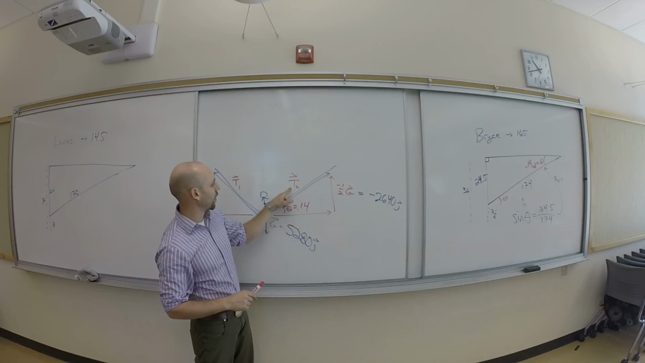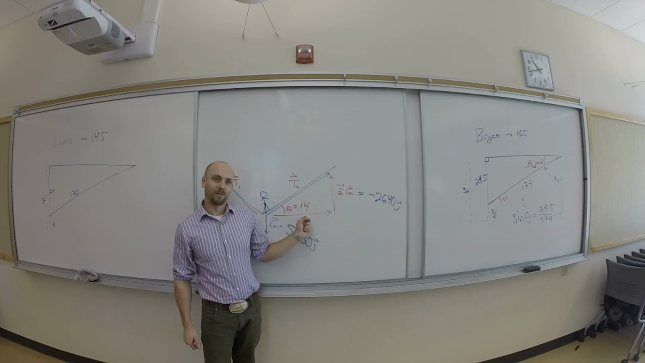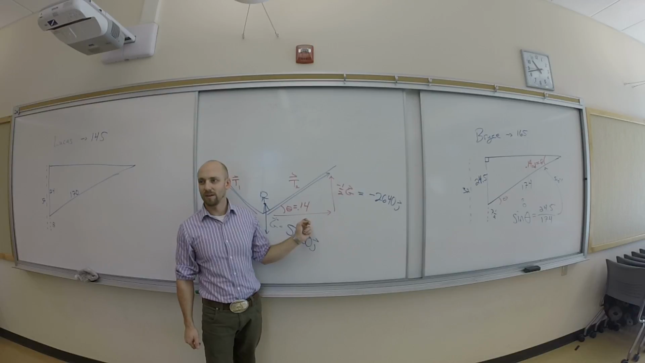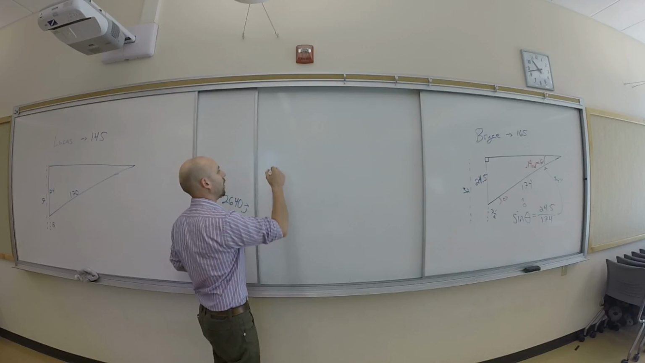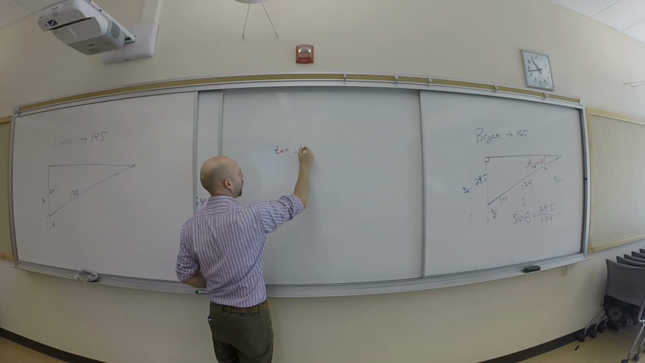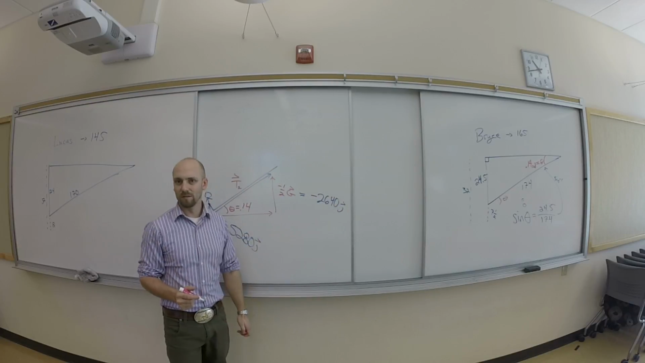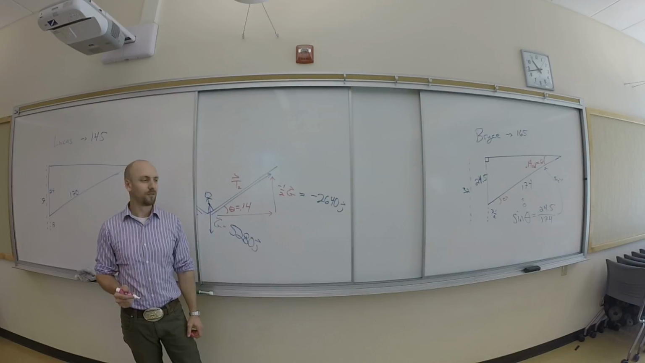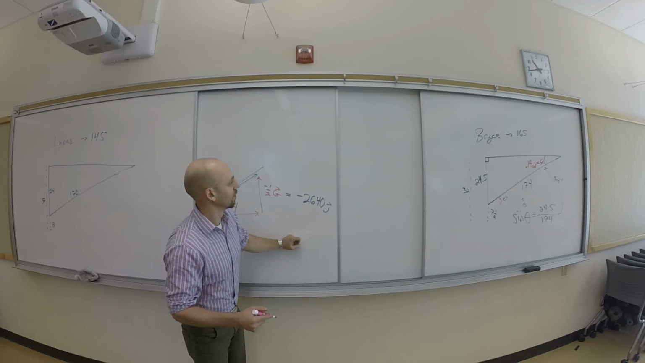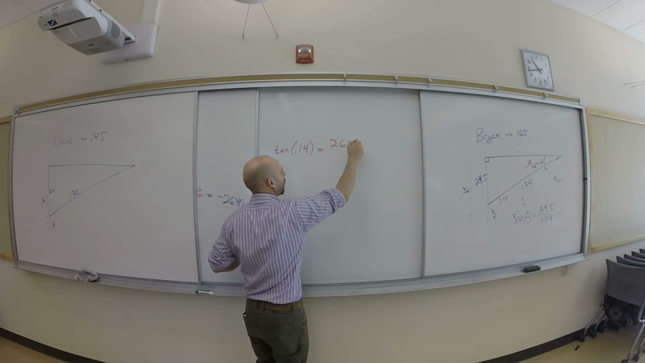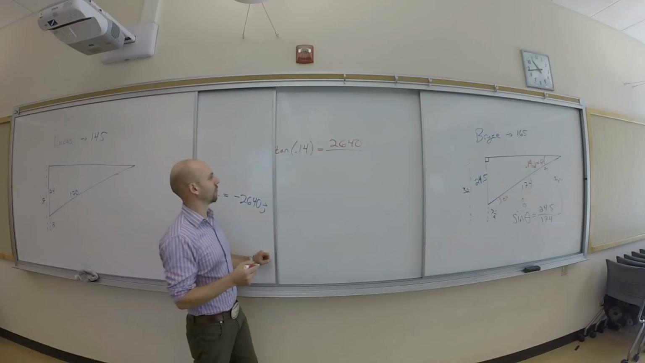Now I want to know either this guy or that guy, right? How about this guy? Tangent. Yeah, that's going to be a tangent, right? So what I know is that the tangent of 0.14 radians is, what's tangent got to do again? Opposite over the adjacent. So this side is 2640 long, right? So my opposite is 2640 long, and my adjacent is, I have no idea. That's what I'm looking for, right? So let's call that x.